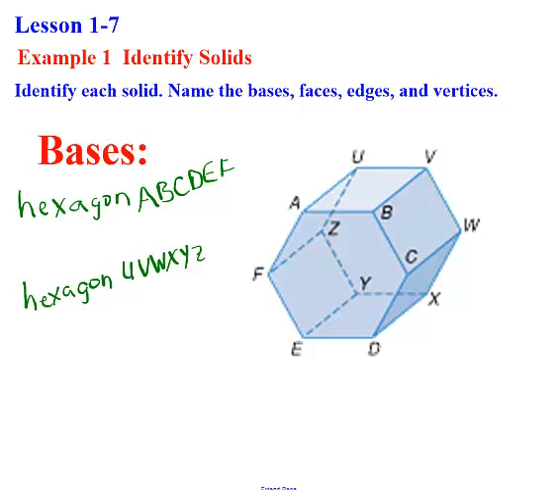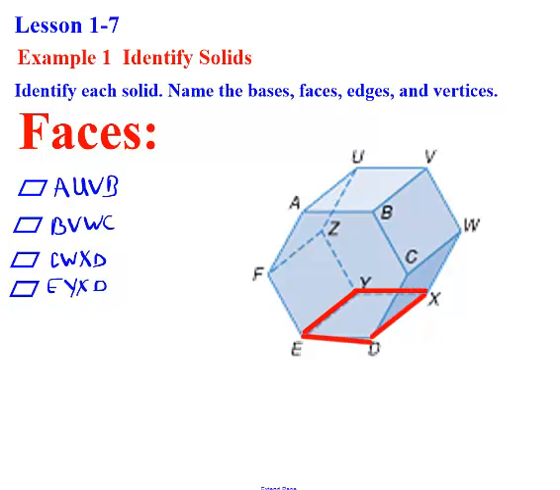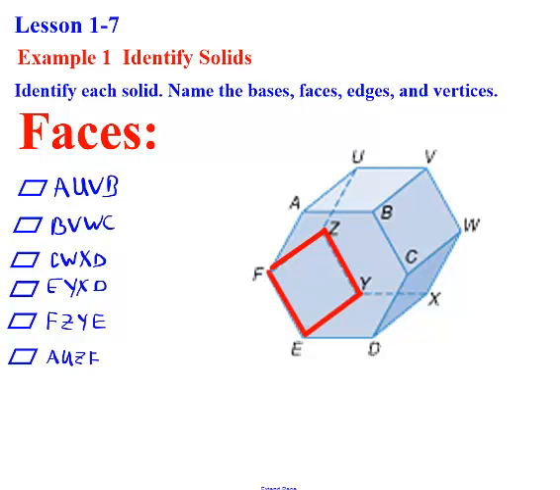Okay, let's name the faces. The faces are quadrilaterals. So the first one, let's name the one on the top, quadrilateral AUVB, and going around, the next one would be quadrilateral BVWC, and the next one would be quadrilateral CWXD, and then quadrilateral EYXD, and quadrilateral FZYE, quadrilateral AUZF, and that is all of our faces.